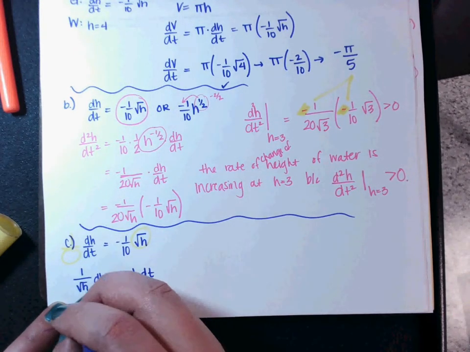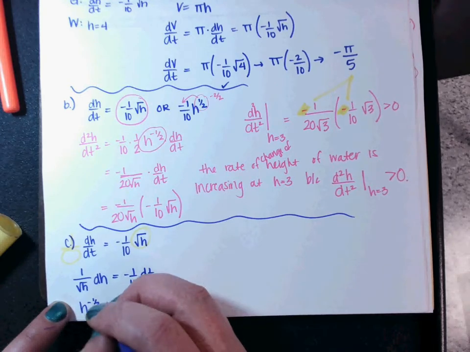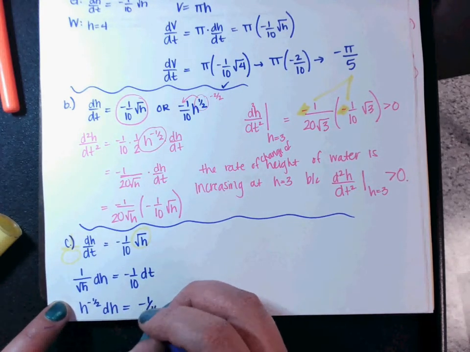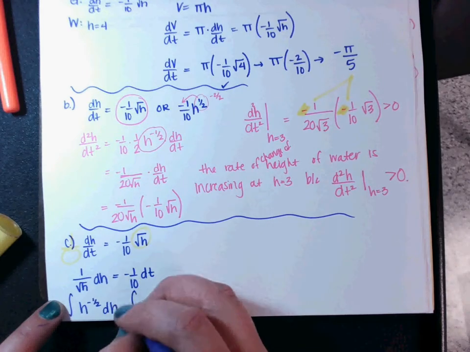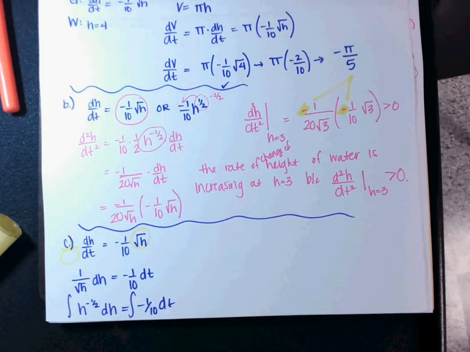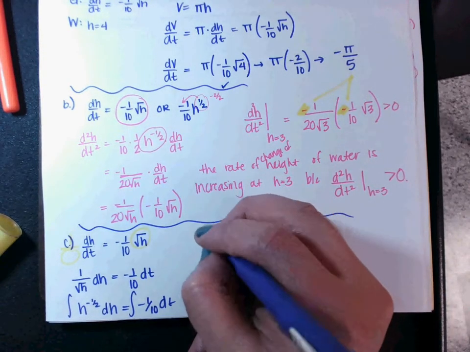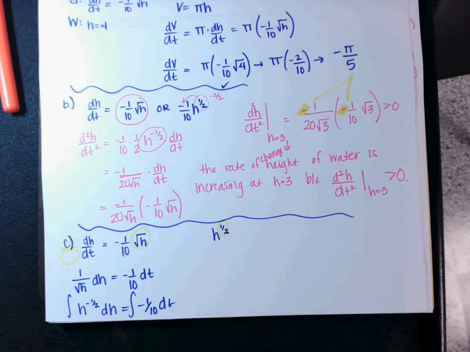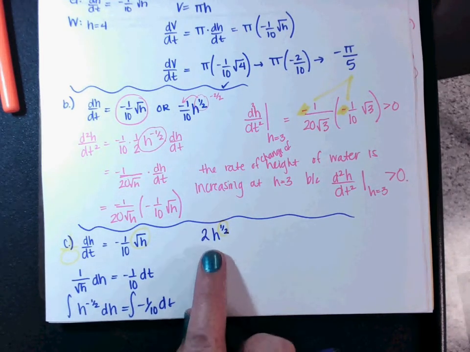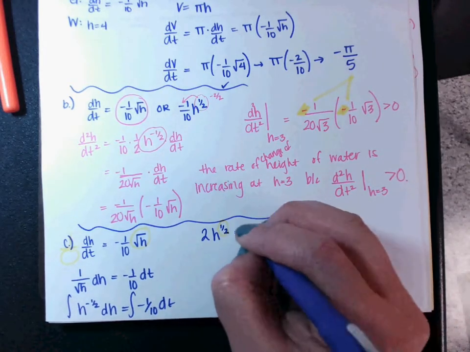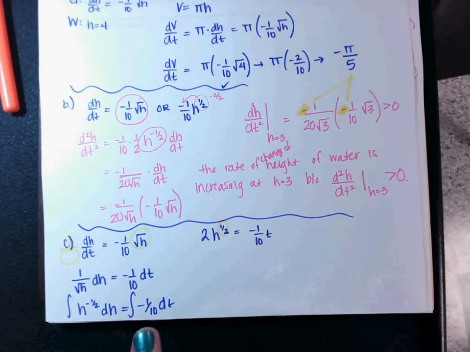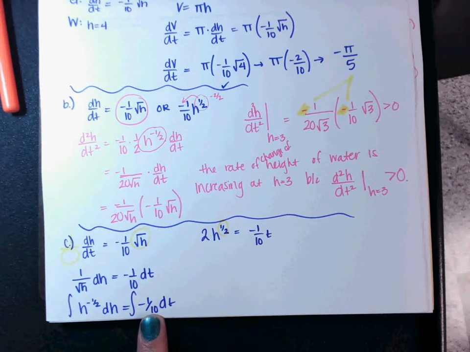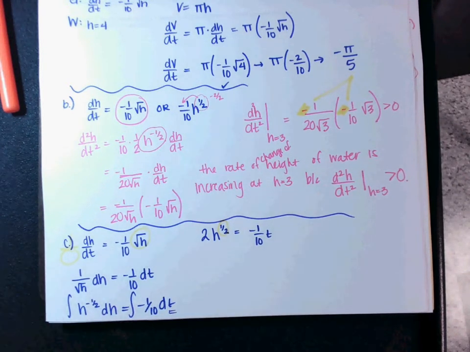Okay, then I'm going to do one more rewrite step, and I'm going to write that as h to the negative a half. Okay, think about why I'm doing that. I'm going to have to integrate on both sides. So when I add 1 to negative a half, I'm going to have h to the positive a half. But then if I have to divide by a half, that's going to put a 2 in the front. So I add 1 to get a half, then I divide by a half and I get a 2. Okay, then on the other side I have negative a tenth t, because think about the integral of a constant is just the constant times x, but in this case we're using the letter t instead, and then plus c.